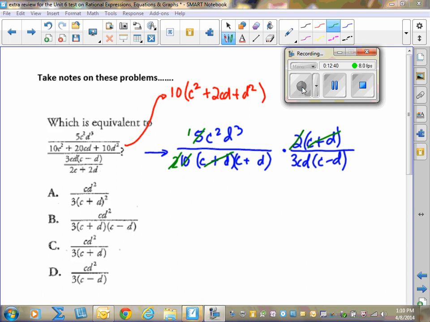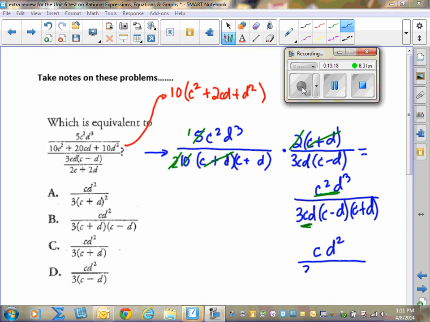And so let me write what I have so far. In the numerator, I have c squared d to the third. I need more space. So let's see, c squared d to the third. Denominator, I have a 3cd with a c minus d, and also a c plus d. All right, so it looks like I can take care of this cd with some of these. So if I cancel one of them each from the numerator, I'm going to have 1 c and 2 d's left. The bottom has a 3, c minus d, and a c plus d.